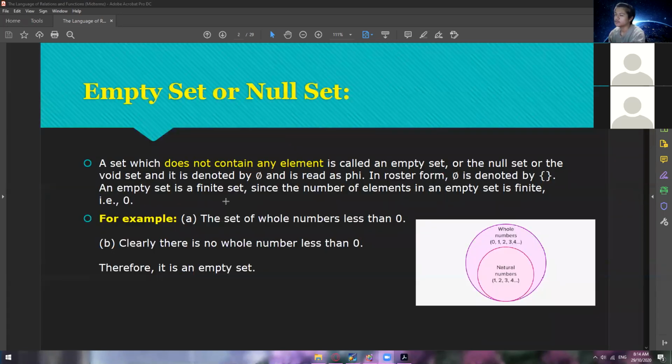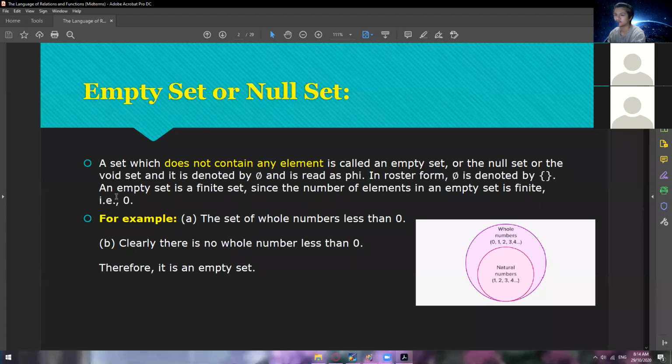As you can see right here, we have an empty set or a null set. From the name itself, very straightforward. It is a set which does not contain any element, and is called an empty set, or the null set, or the void set, and it is denoted by ∅. Okay, so if you see this symbol, it means that set doesn't have an element. In roster form, ∅ is denoted like this: a set that contains nothing.